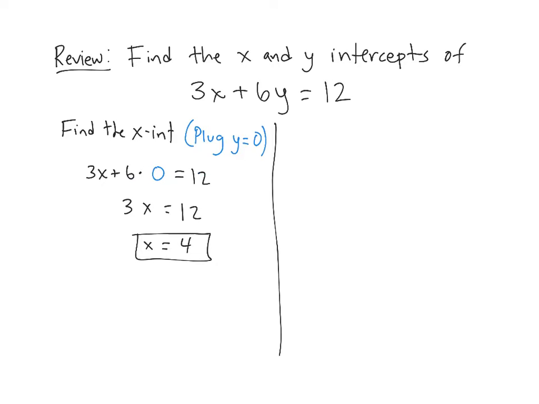Alright, let's plug in y equals 0. Get 3x plus 6 times 0, which is just 3x on the left. Divide both sides by 3 here. 12 divided by 3 makes 4, so my x-intercept is 4, or as a point 4, comma 0. Remember, 4 is the x, which I found, and then I plugged in a y value of 0, so that's going to be my y value of the point there.